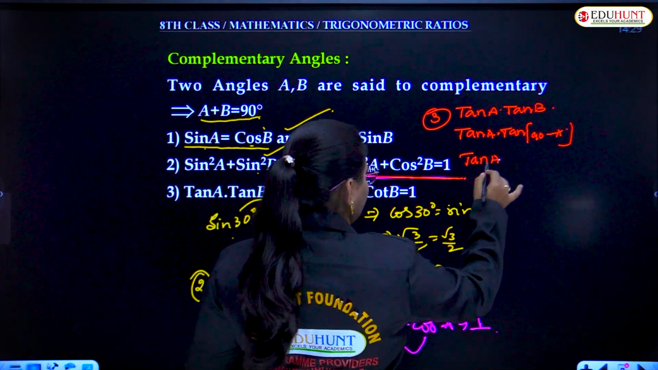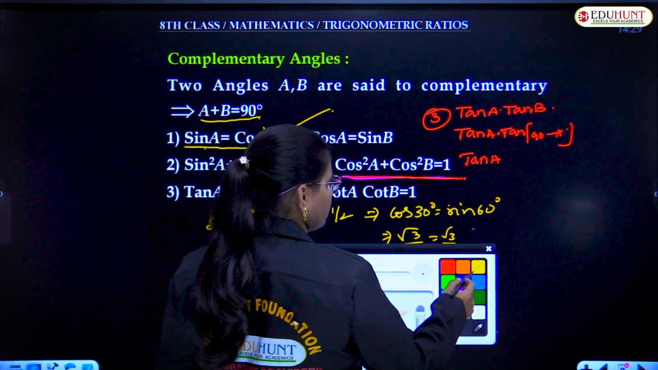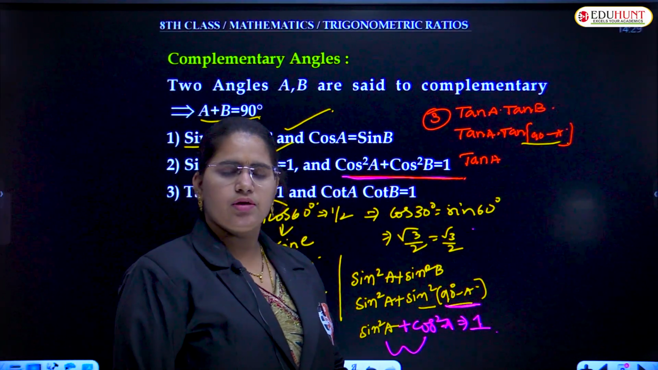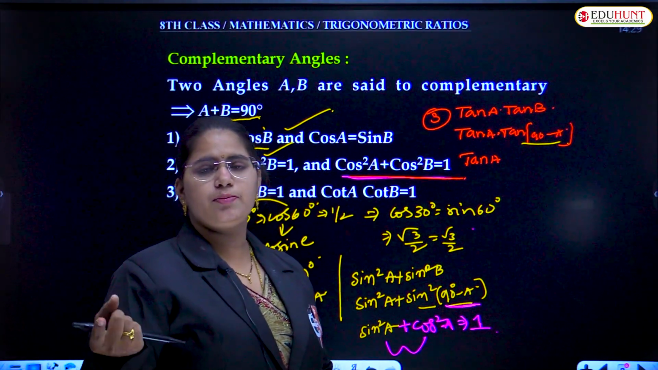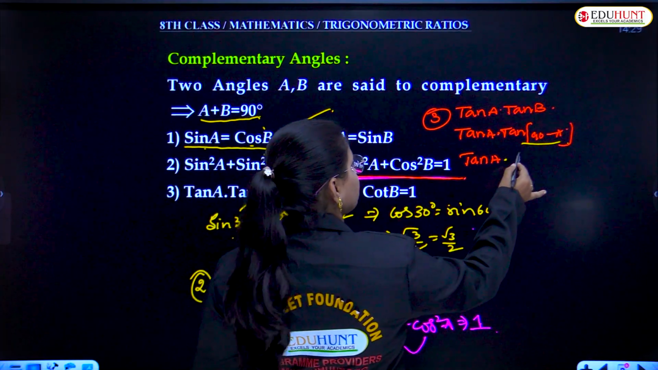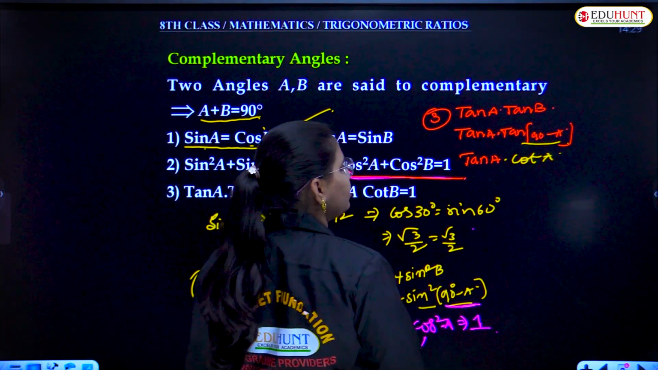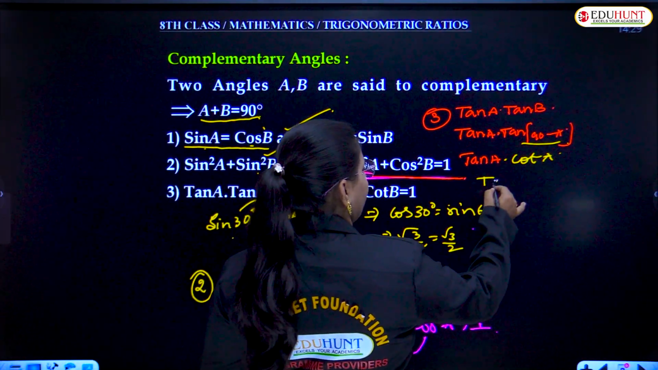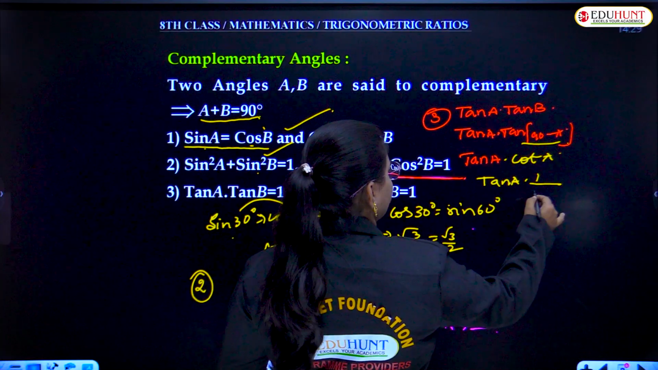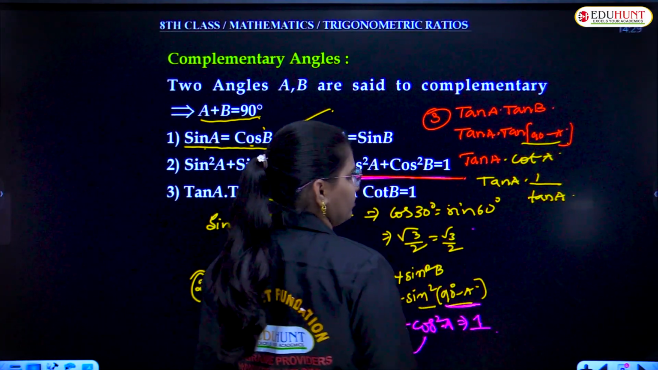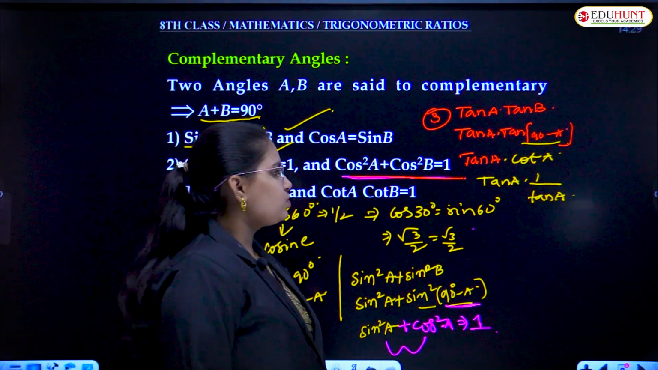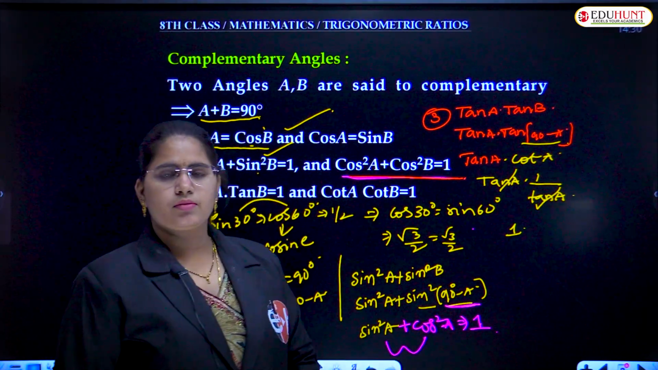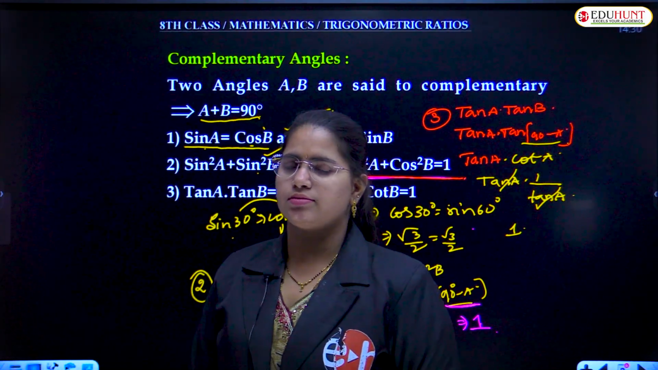Tan A. Now, let's get back. How will you change this tan 90 minus A? Again, as usual, first quadrant, odd multiple of 90, function changes, which is cot A. Tan A into cot A, correct? Yes. So, cot is defined as the reciprocal function of tan, correct? Yes or no? So, tan A and cot A will get cancelled and the resultant is 1. Correct?